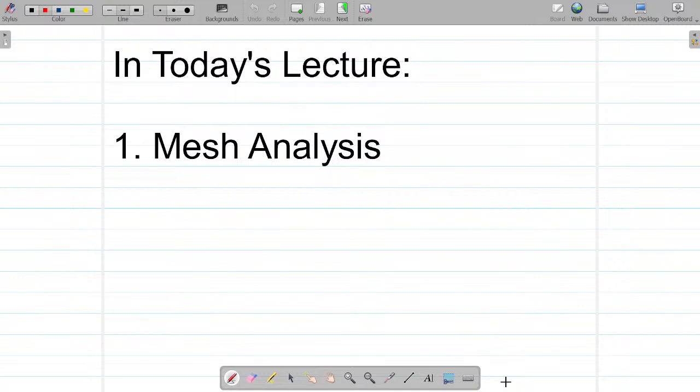Hello everyone, and in continuation to our lecture series on network theory, today we'll be doing a topic on mesh analysis. So far we have done KCL, KVL, and nodal analysis. We have done a few more questions based on nodal analysis, which was strictly based on dependent sources. Today we'll begin with mesh analysis.